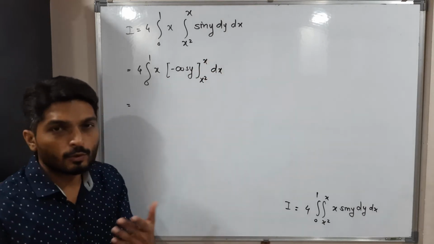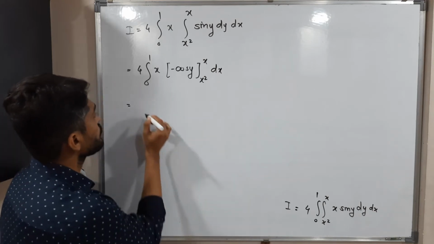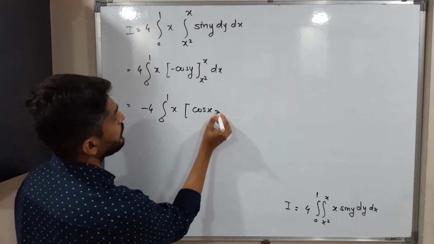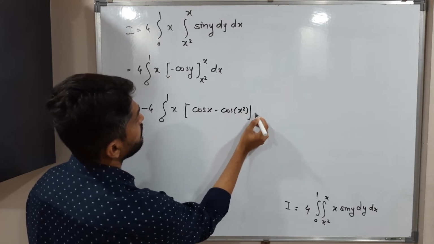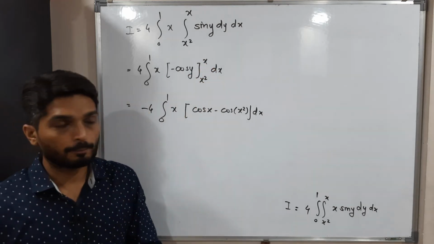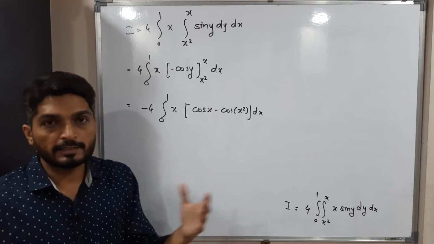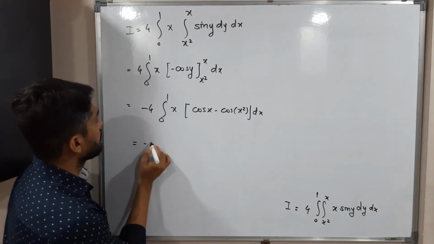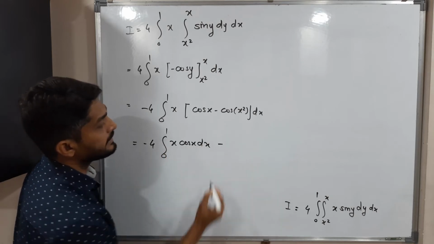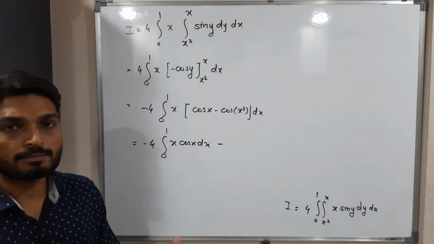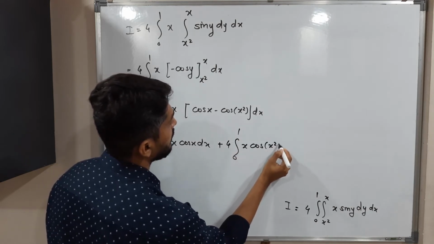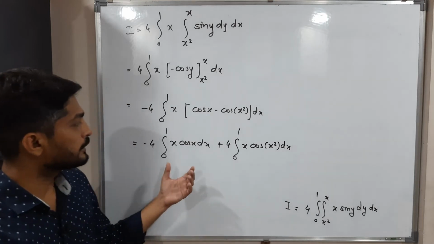The minus sign is a constant, minus 1 basically, so I can take it outside the integration. So minus 4 integration 0 to 1 x. Putting the upper limit, we'll have cos x. Putting the lower limit, we'll have cos x square. I substituted the values of the upper limit and lower limit in place of y. After that, I will take separate integrals and solve. So this is equal to minus 4 integration 0 to 1 x cos x dx. Minus sign is there, but already one minus sign is waiting, so minus minus plus 4 integration 0 to 1 x cos x square dx. Now we have to solve these two integrals.